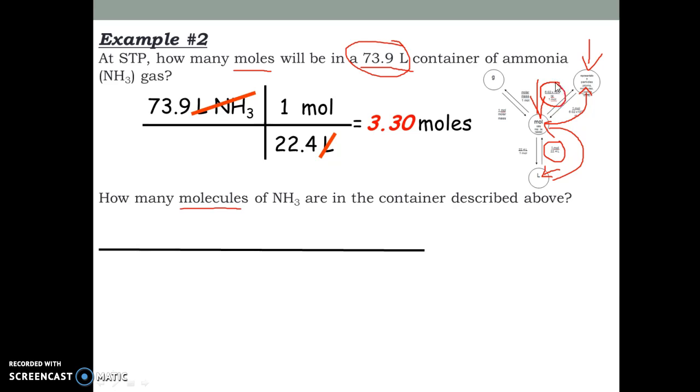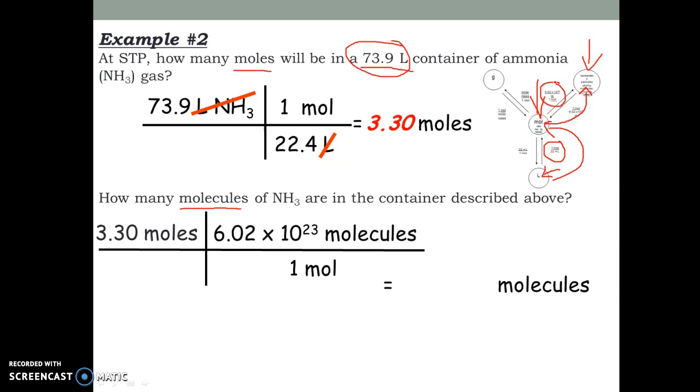And I'm going to start with my 3.30 moles, which I got as my answer for my last question. And I'm going to particles, so 1 mole is going to go on bottom. 6.02 times 10 to the 23rd is going to go on top. Now, because this is a covalent compound, remember my unit for particles is going to be molecules. So I take 3.30 times 6.02 times 10 to the 23rd, and I get 1.99 times 10 to the 24th molecules.